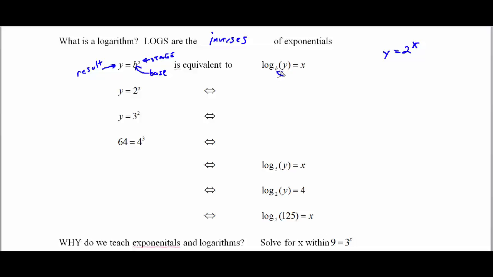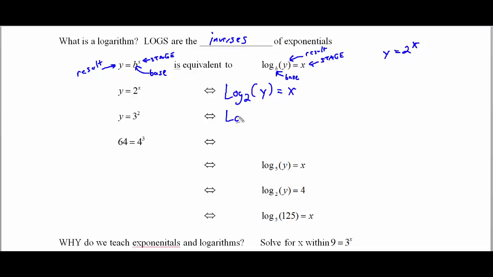So these are in different places with the logarithm notation, but the base will always be in the corner of the log. The y is going to be our result if we were to plug in for x the stage of the exponential that we're at. So y equals 2 to the x is equivalent to saying log base 2 of y is equal to stage x.